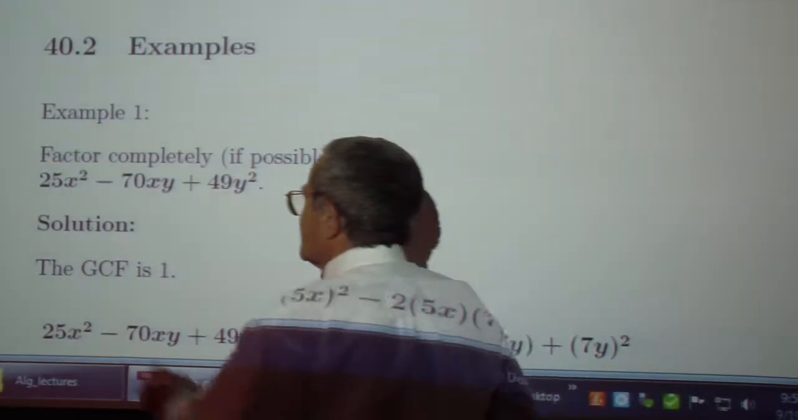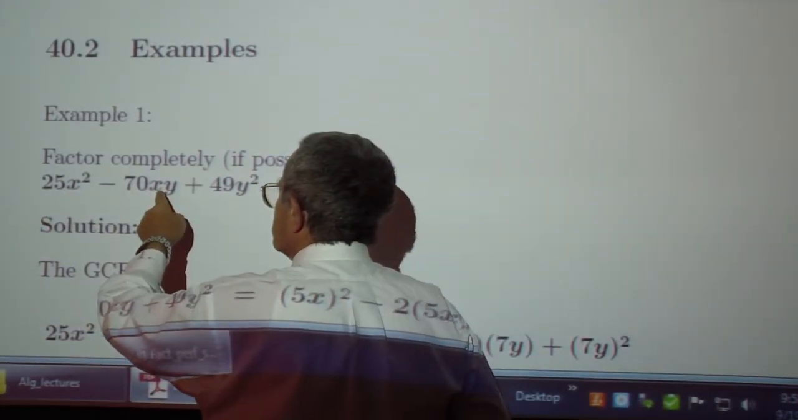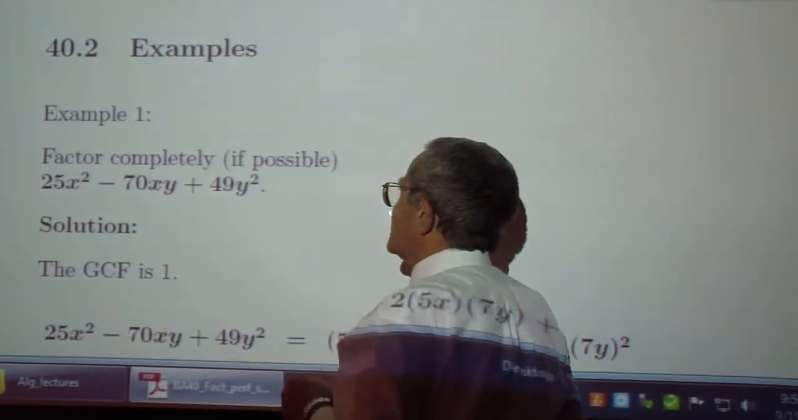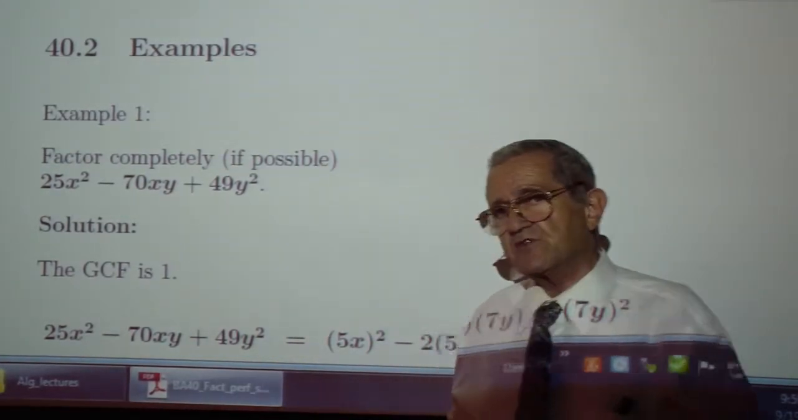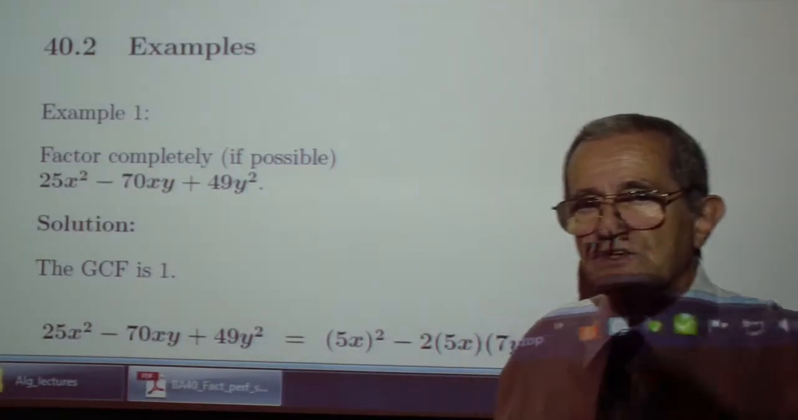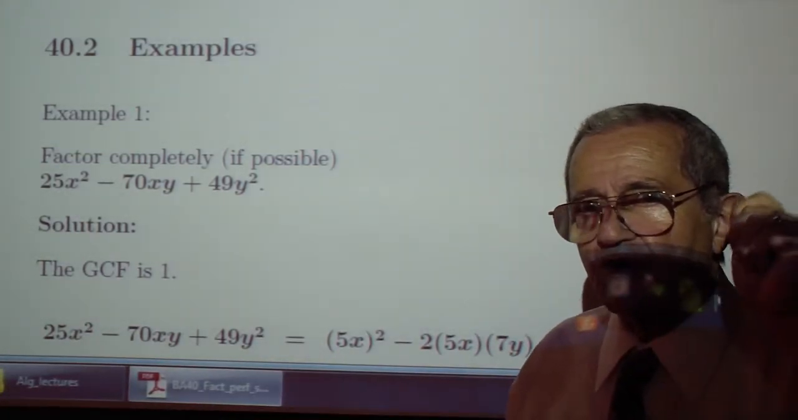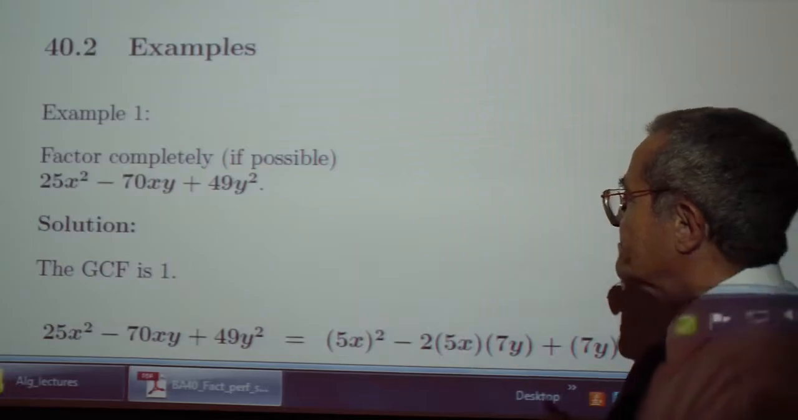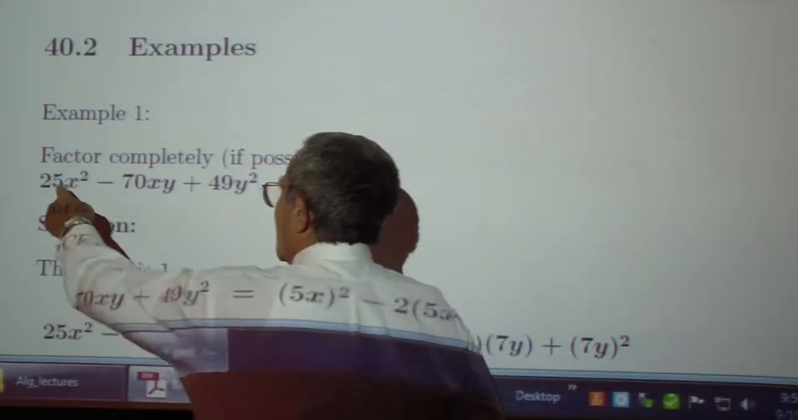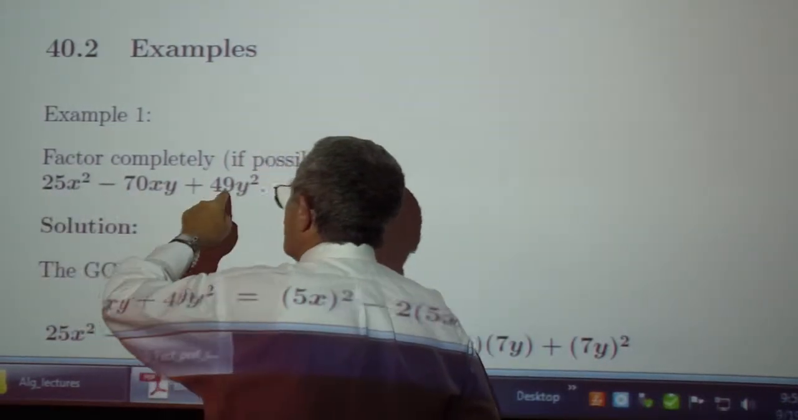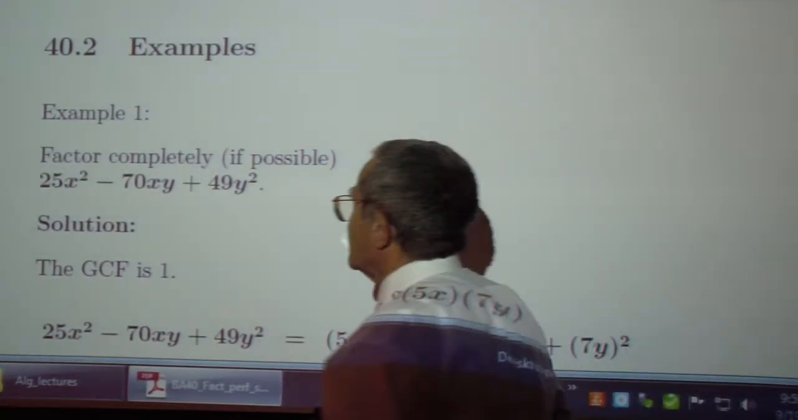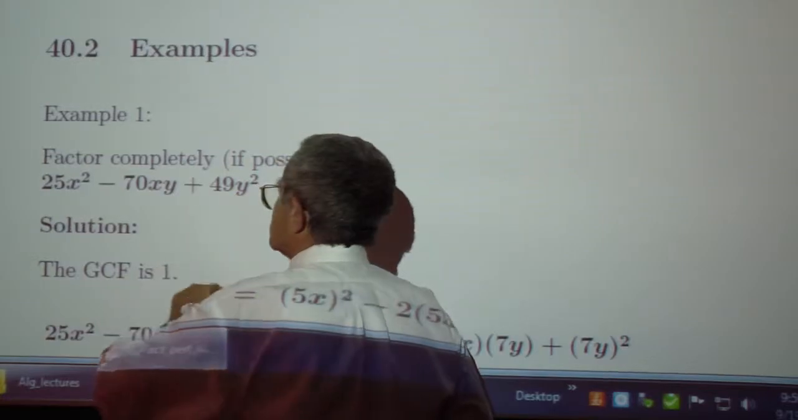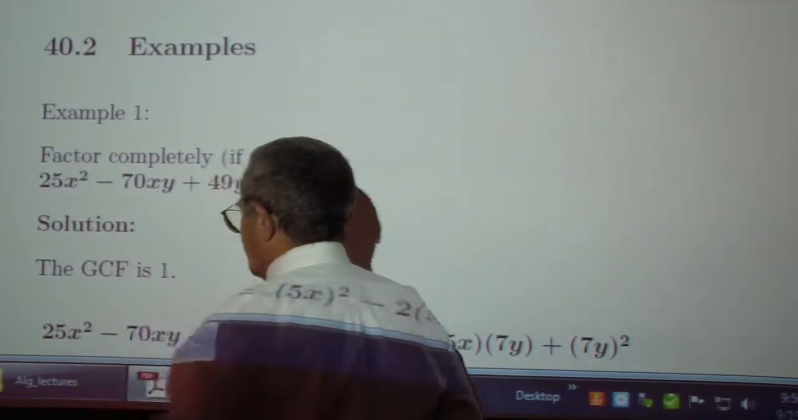So if we had 25x squared minus 70xy plus 49y squared, and we wanted to factor it, what's the first thing I do when I want to factor? Greatest common factor. Always look for the greatest common factor. 5 goes in here, 5 goes in here, 5 does not go in here. As far as numbers are concerned, 1. X, no y. Greatest common factor is 1.